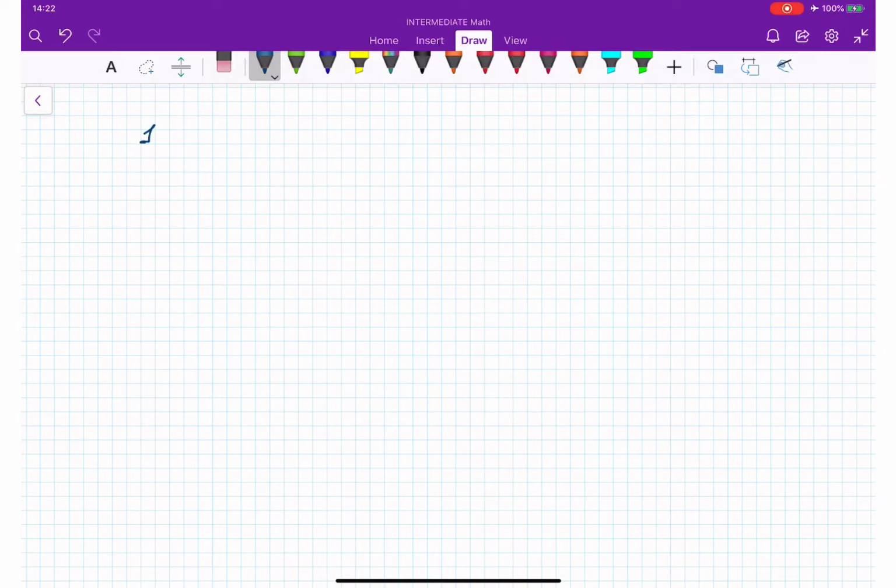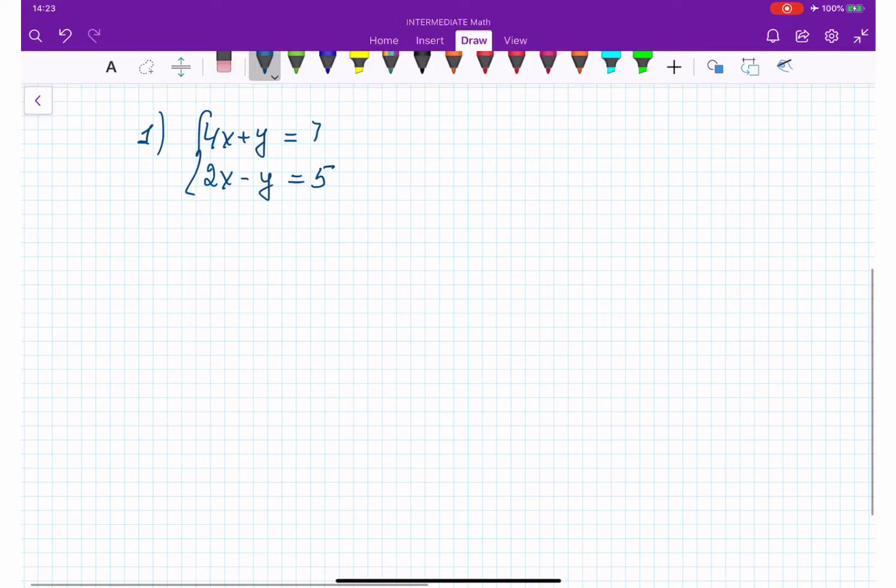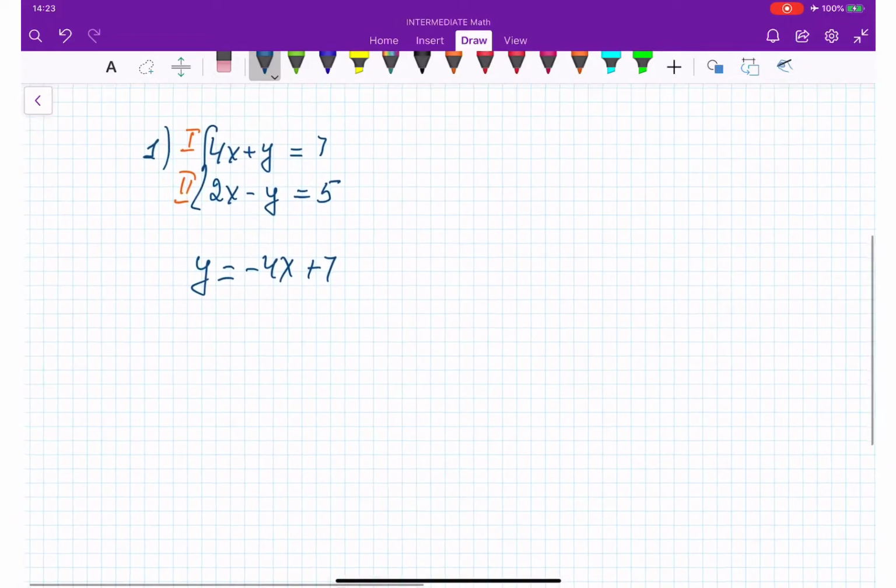Okay, let's solve the first problem. We have 4x plus y is equal to 7, and 2x minus y is equal to 5. Before we solve this system of equations by graphing, first we want to represent them in slope-intercept form. So the first equation is going to be y is equal to negative 4x plus 7. So let me draw this graph.